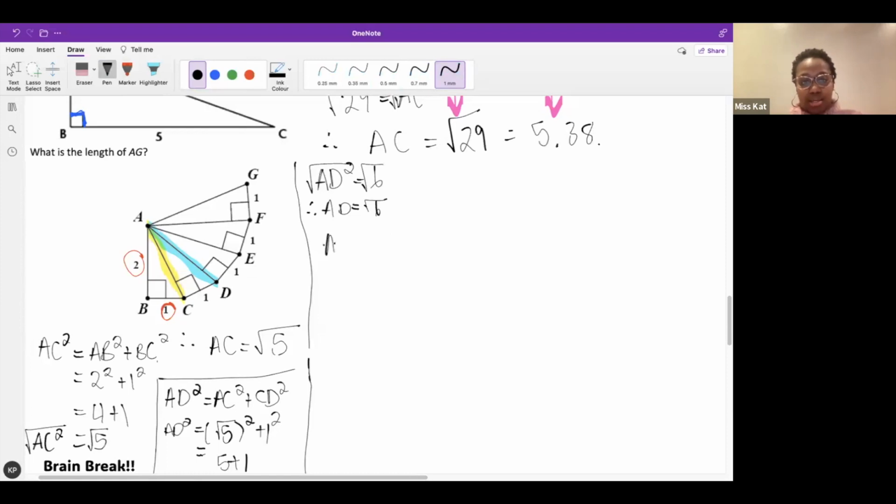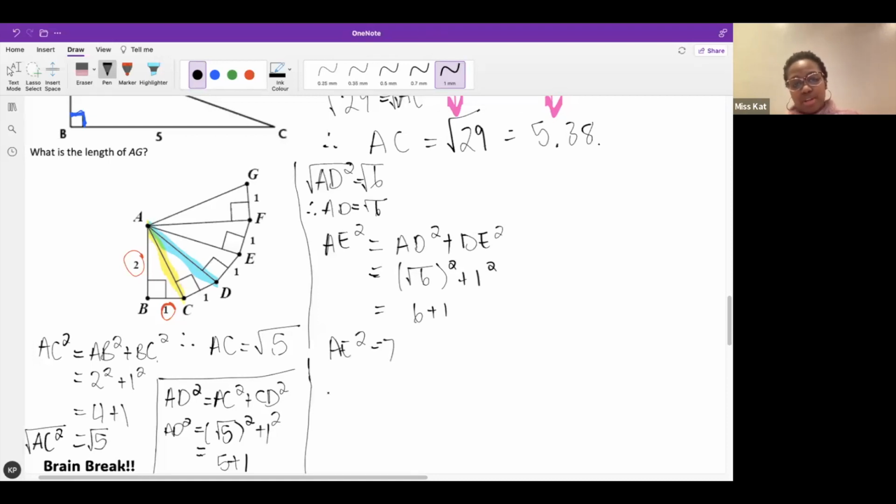So now we're going to say AE squared is equal to AD squared plus DE squared. What's AD squared, guys? In the chat. Thank you. That would be 6 plus 1. So AE squared is 7. Therefore, AE is how much? Square root of 7. Beautiful.